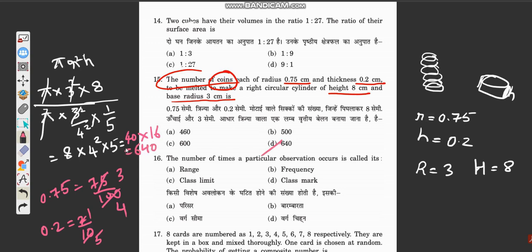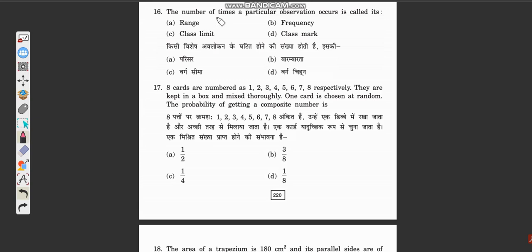640 coins will come. The number of times a particular observation occurs is called, it is a very direct question, frequency. Option B is correct.